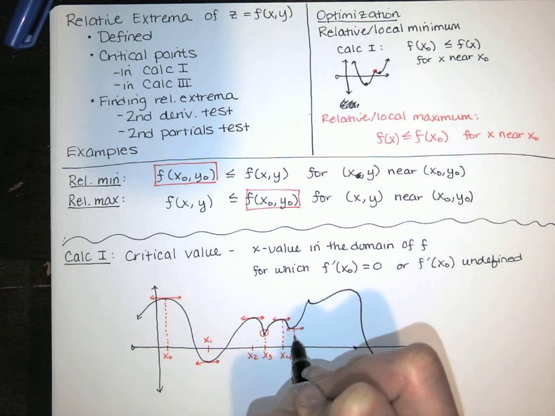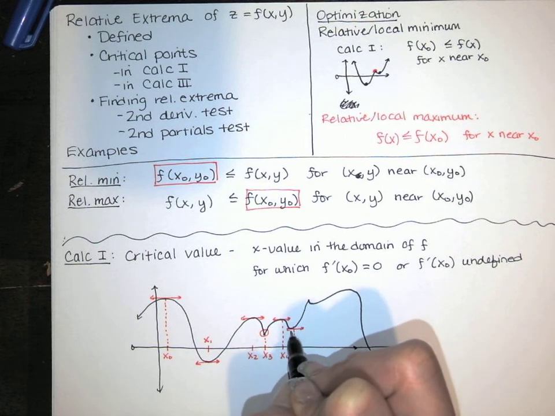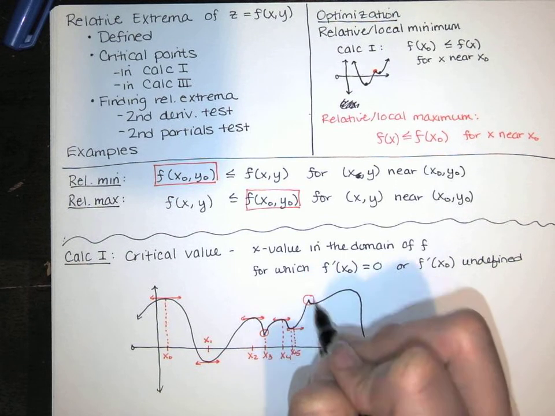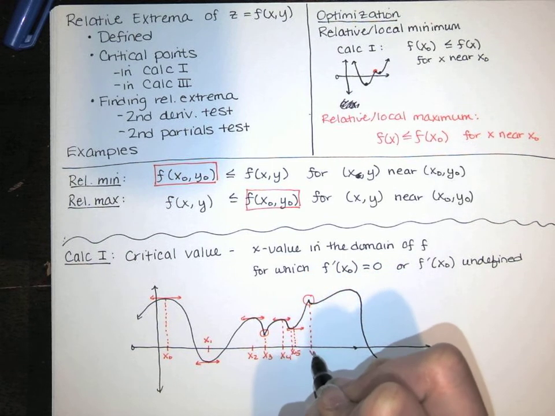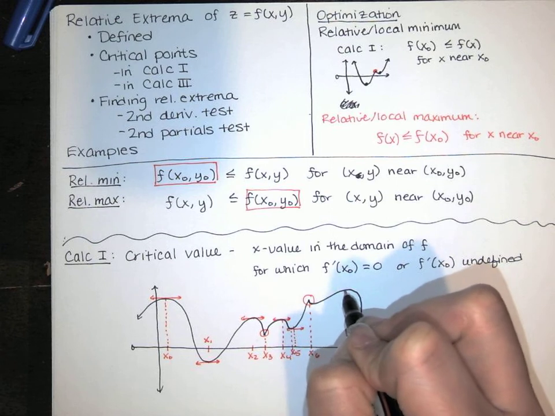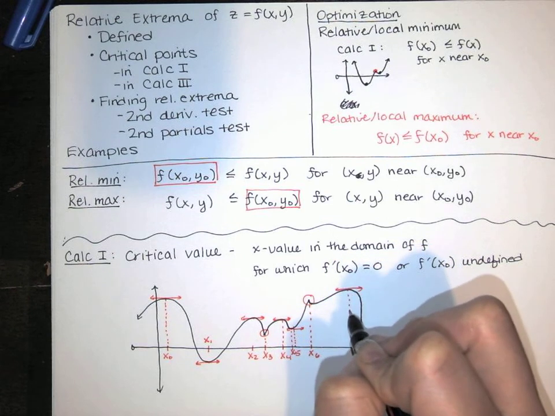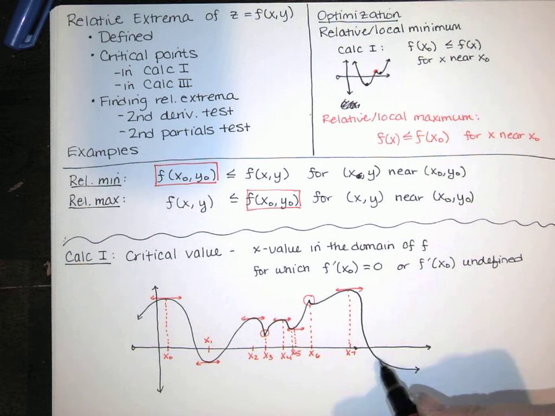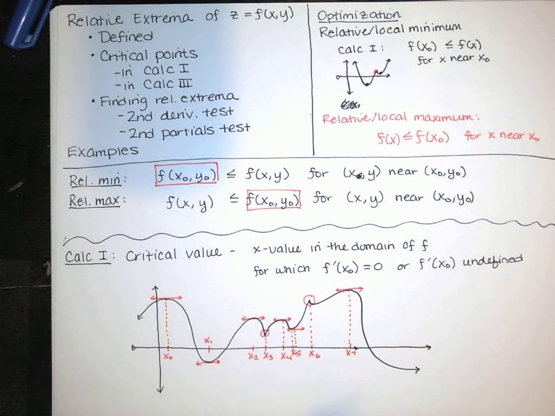x5, maybe that's not exactly x5, maybe x5 is more over here. x5, undefined slope. x6, looks like there's a 0 slope there. x7, and it looks like it might flatten out, I'm not sure, but I don't see any 0 slopes, I just see negative slopes. So it looks like we've got 1, 2, 3, 4, 5, 6, 7, 8 critical values.